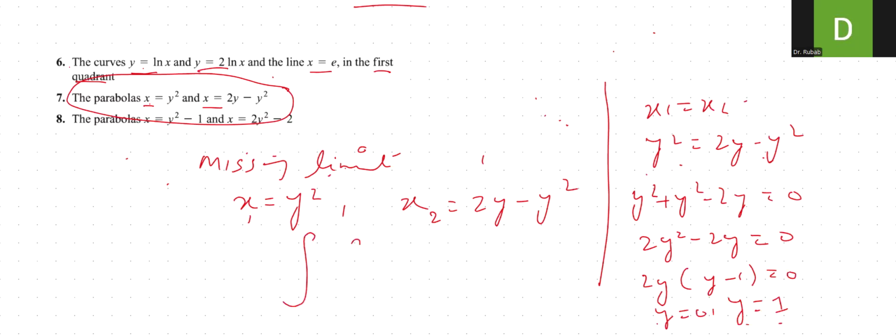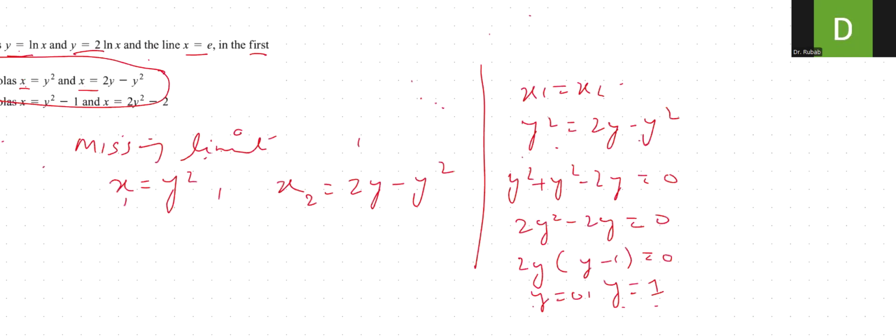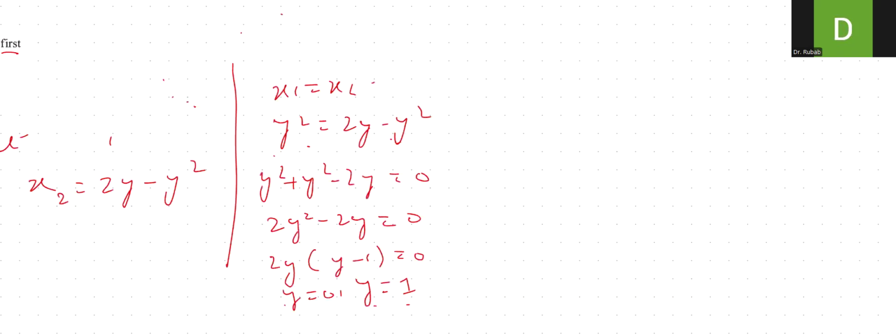so we have four limits. We move further. According to the question, the first limit is x1 is y square. The second limit is 2y minus y square. And y is 0 and y is 1.